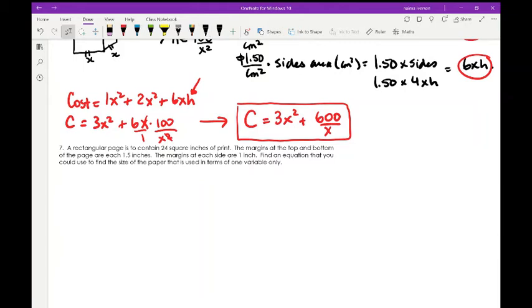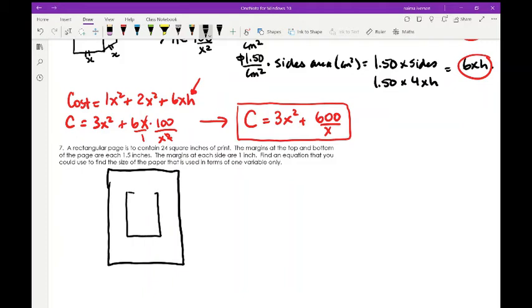A rectangular page is to contain 24 square inches of print. So here's your poster paper or whatever, and in the middle of this you've got printed area. So this is where the printed area is going to be. So the area of that inside is going to be 24. So let's just put some variables to it. We know that x and we know that y. We know that x times y is going to equal 24.